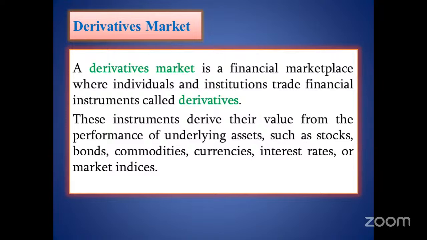Bonds also, the bond price or the interest, they are deriving. Commodities also, when the price increases, the value increases, they derive that. And currencies also, when the value increases or decreases, depending upon the currency values. Interest rates also depend on country to country, and that will also be derived in this derivatives market. Market indices show whether the market is fluctuating, and how business is developing in that country. So these instruments derive their value from the performance of underlying assets such as stocks and bonds.